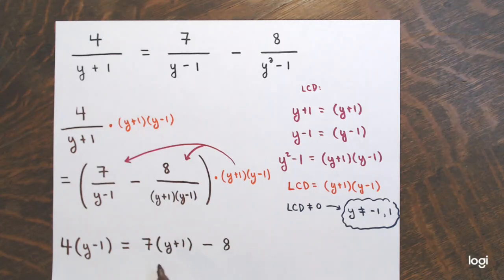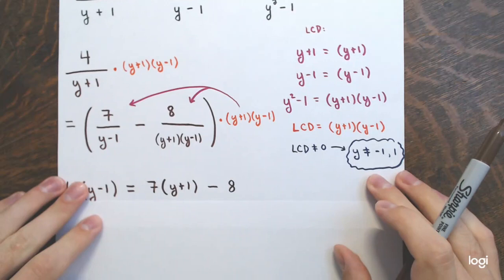And I don't see any y squareds. It looks like y to the first is the highest power here. This is going to end up being a simple linear equation, right, where I get every term with the variable on one side and every term without the variable on the other, and solve for it. All right, so we'll do that. Let's solve for y here.